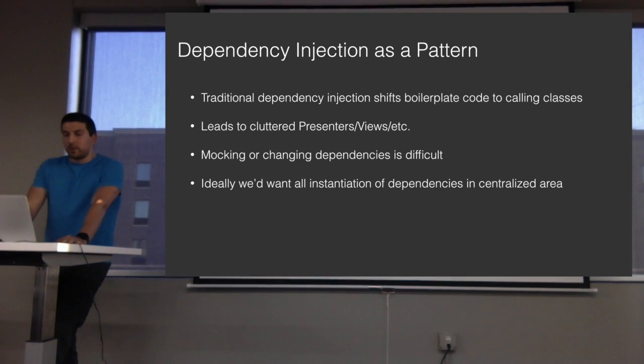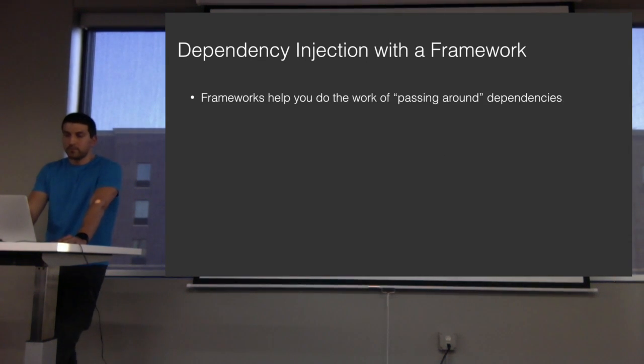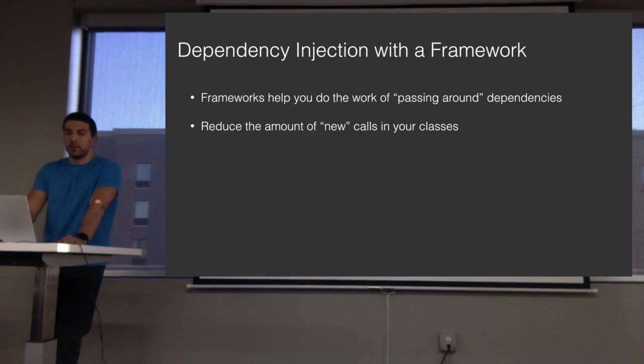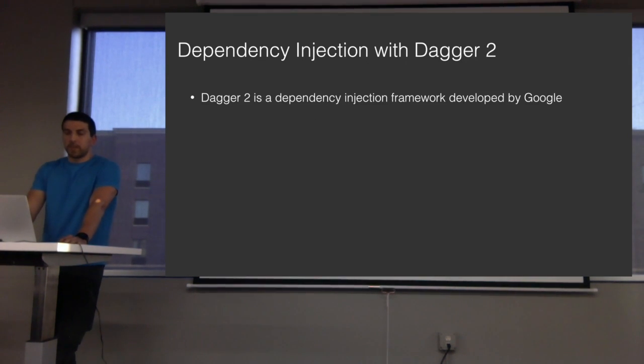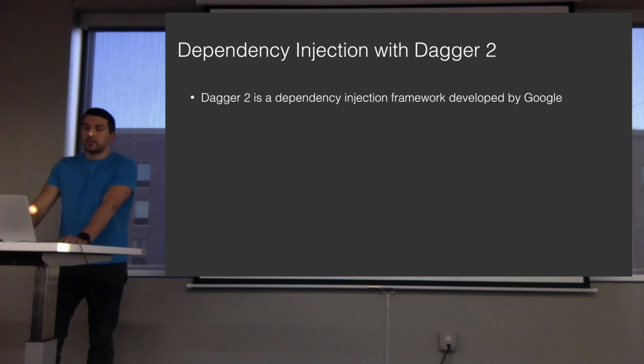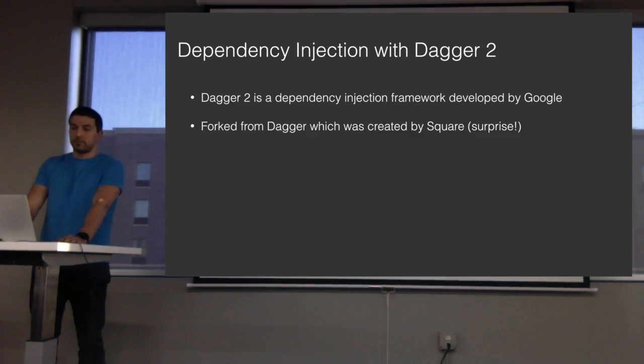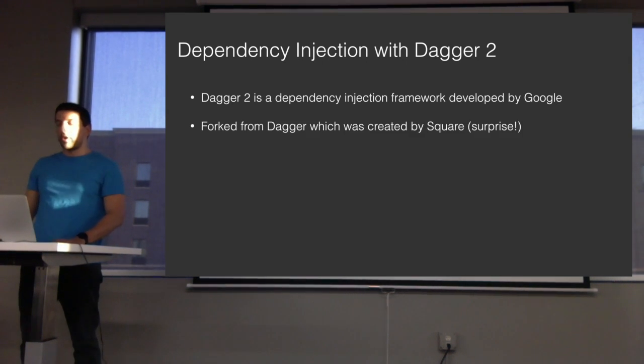So ideally, we want the instantiation of all these types of dependencies in one place that we can easily go to, and that's where frameworks come in. They do the work of passing around dependencies for you. They reduce the number of new calls in your classes for your dependencies, and again, concentrate all those in easy to find areas. And Dagger 2 specifically is a framework developed by Google. It was forked from Dagger, which was created by Square.